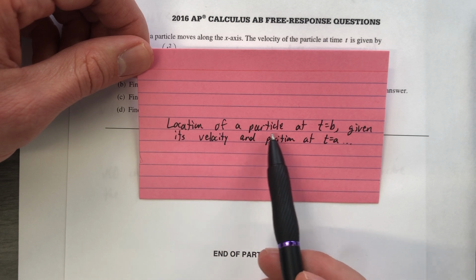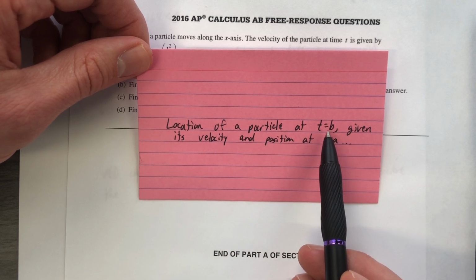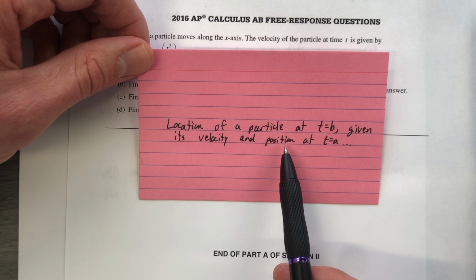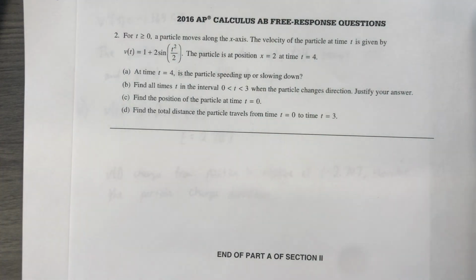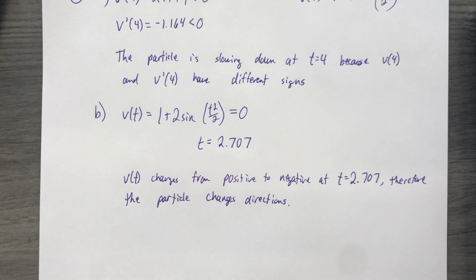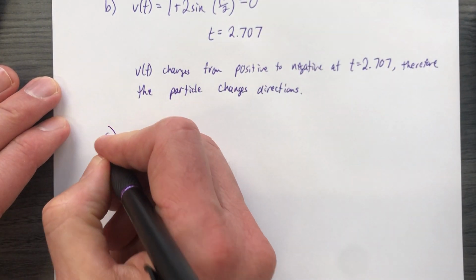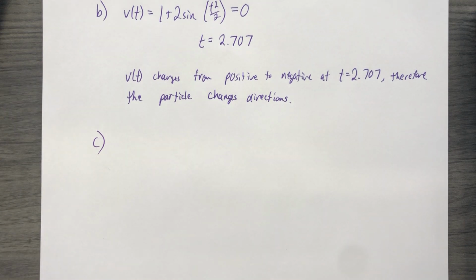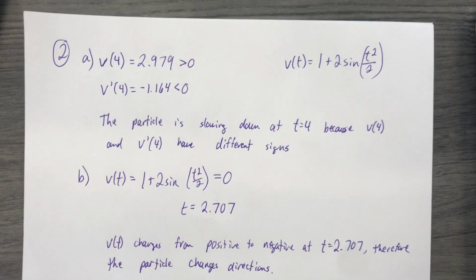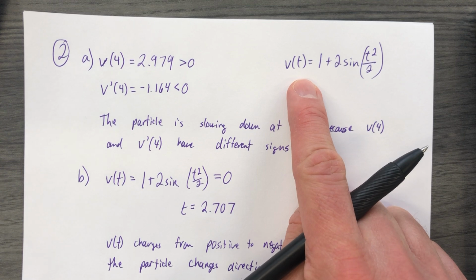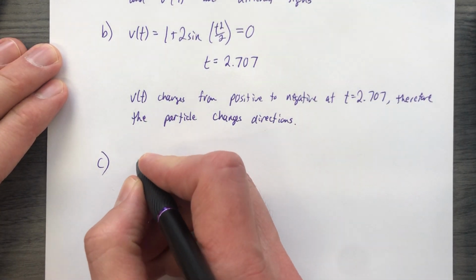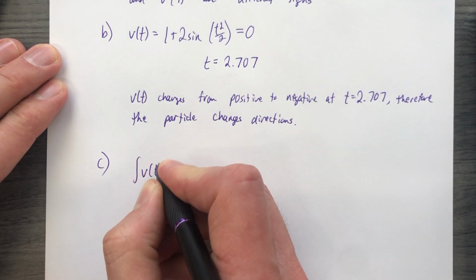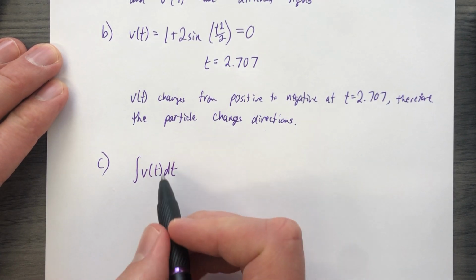They're asking for the location of a particle at a specific time, but what they gave you was its velocity and its position at some different time. So let's kind of deal with that for a second. I'm going to flip that card over. But here's what's going to happen. For part C, let's just jump right into it. I'm going to need the integral of velocity. That's going to give me displacement. So I'm going to build what's happening here without really flipping the card over, and then we'll talk about what's on the back side of the card. So I need the integral of velocity, and this is going to tell me my displacement.